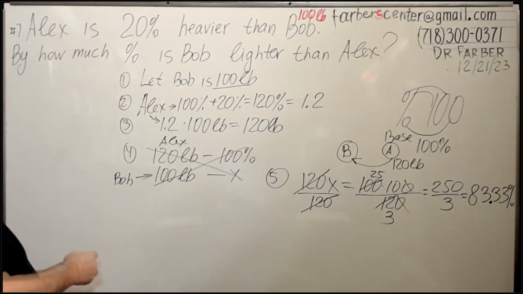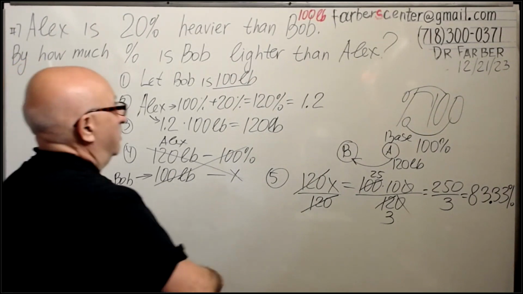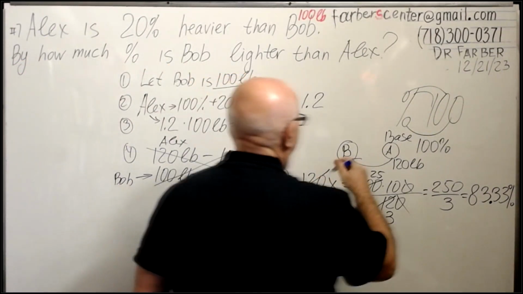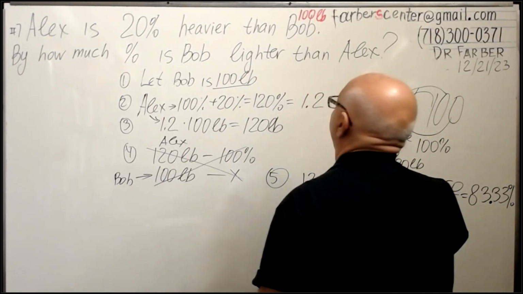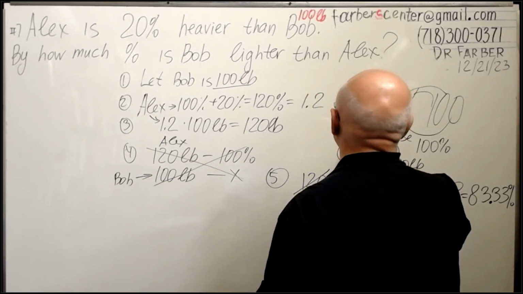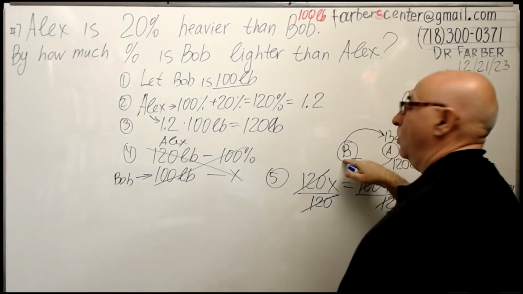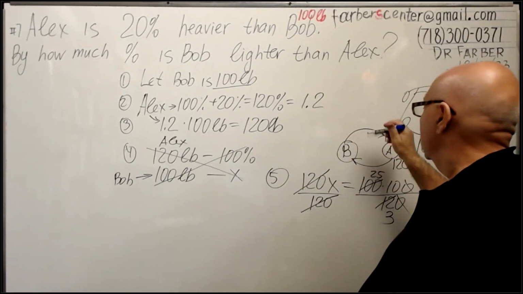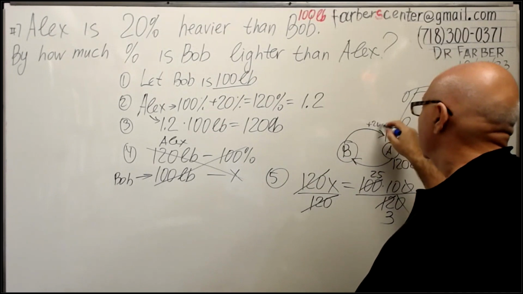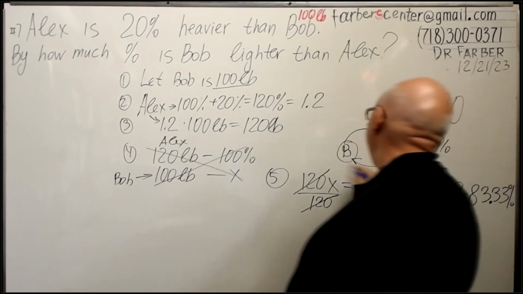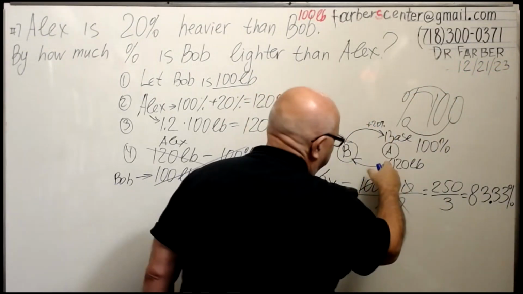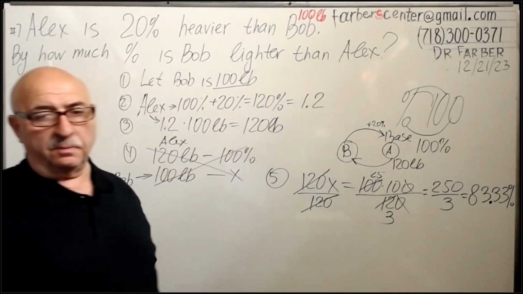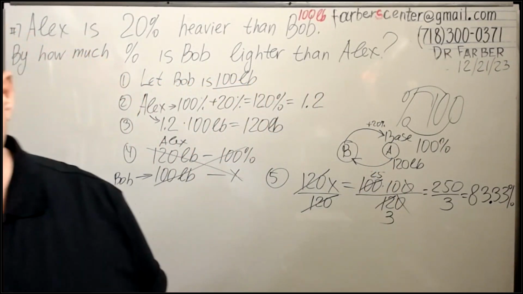And many people think that if it is 20% heavier, then it is 20% less. Not at all. Why? Because you move in different directions. When you go from Bob to Alex, the base is Bob, and it increased by 20%, plus 20%. But when you go back, the base is an absolutely different person. And that's why you get this answer.